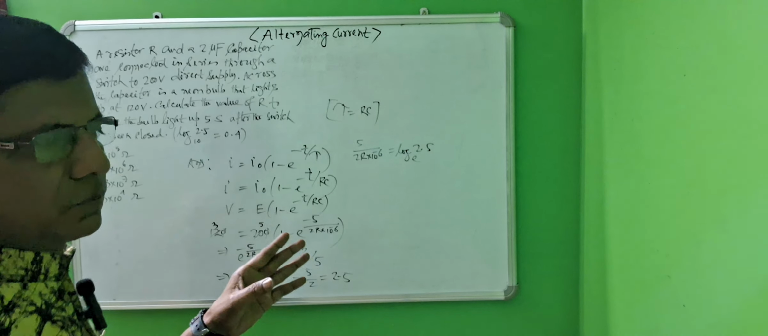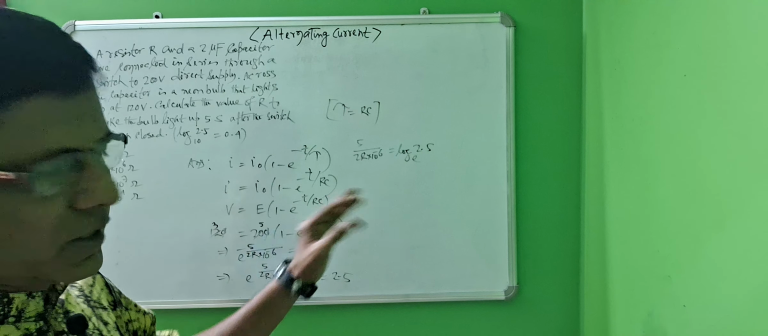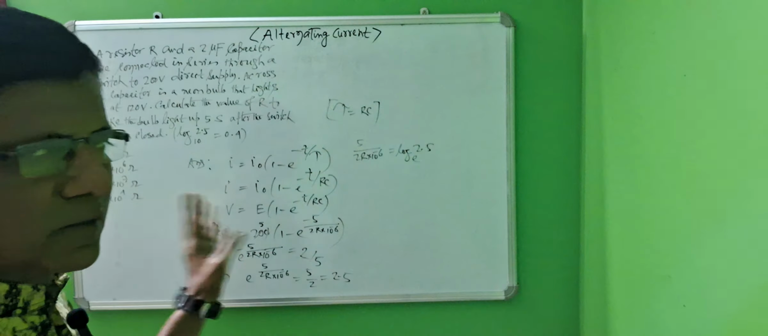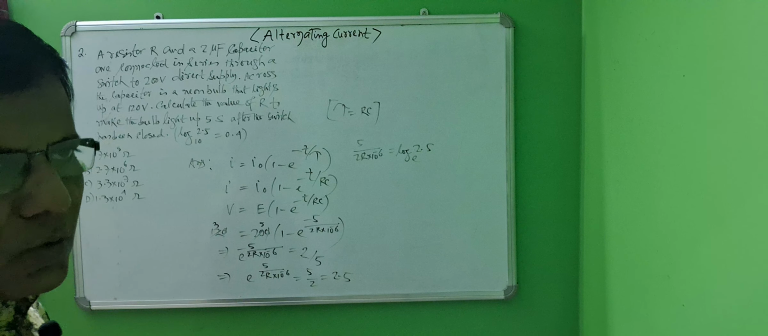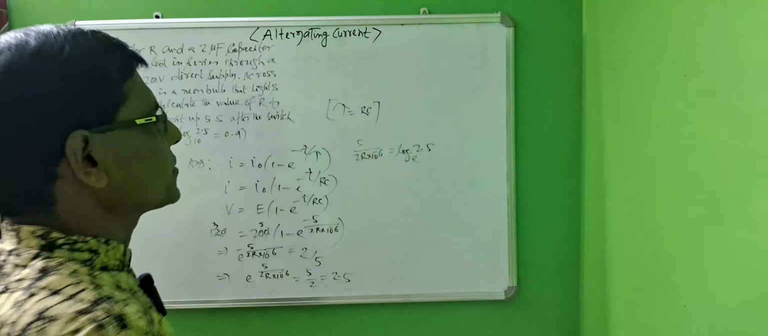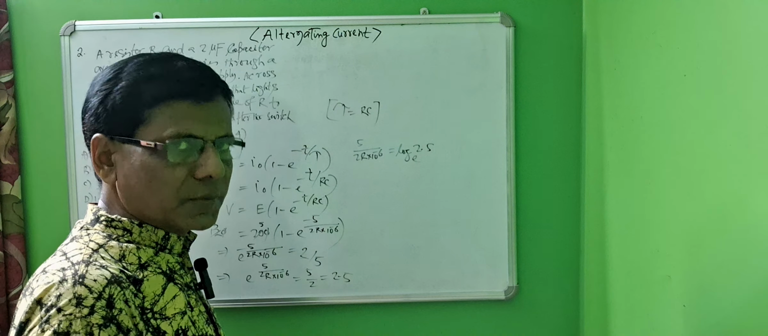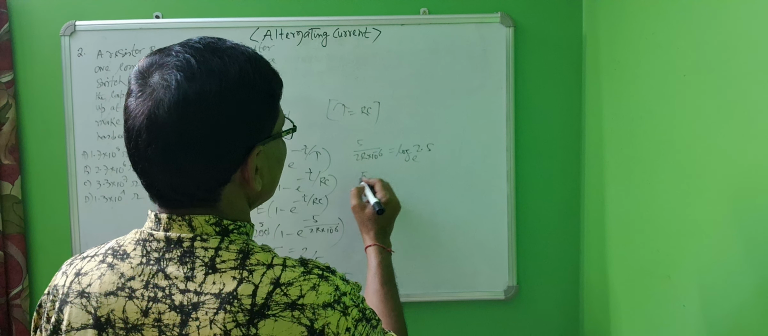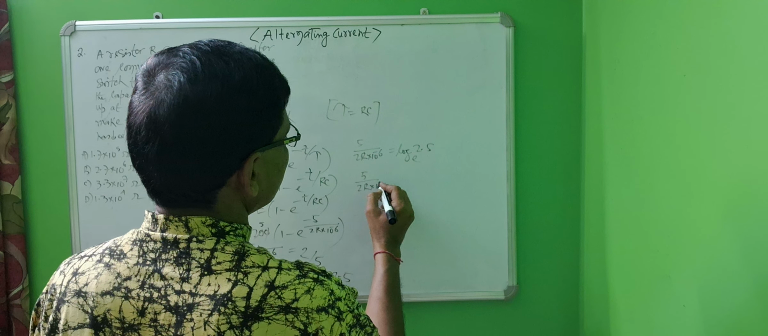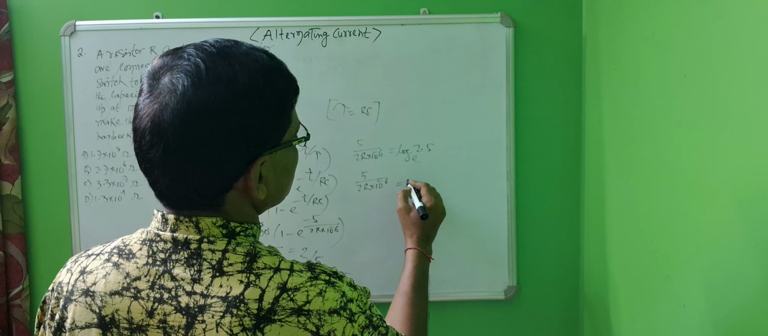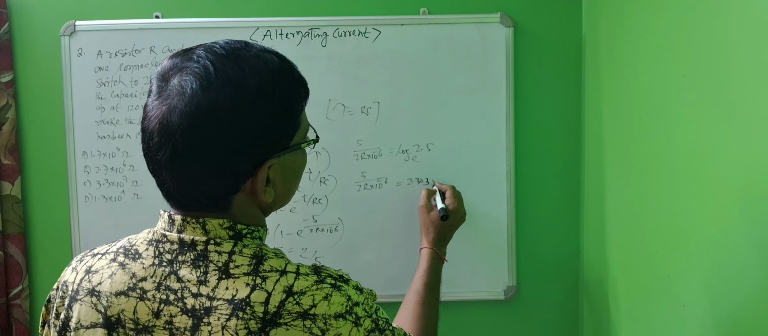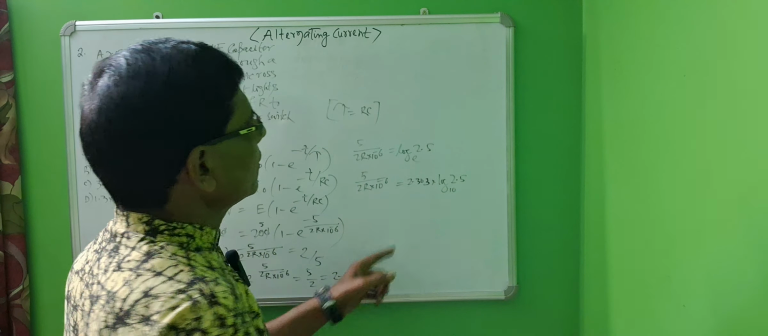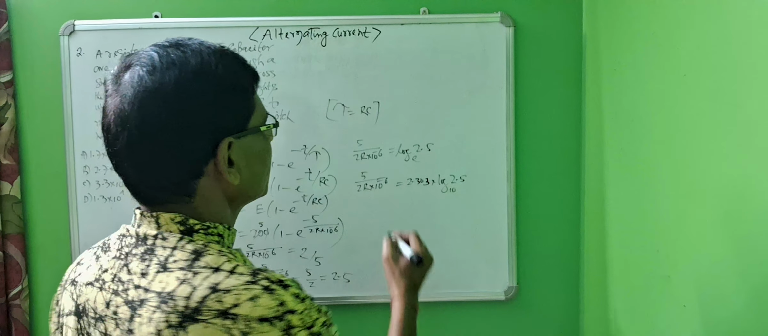Taking logarithm on both sides. Here the base is e, the Napierian base. We have to transfer this base into the decimal base, that is 10. So 5 upon 2R into 10 to the power minus 6 equals 2.303 into log of 2.5 to the base 10.